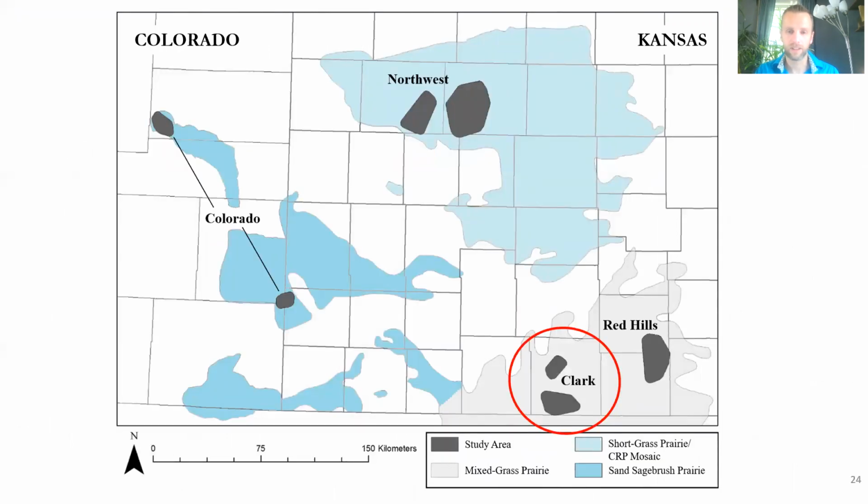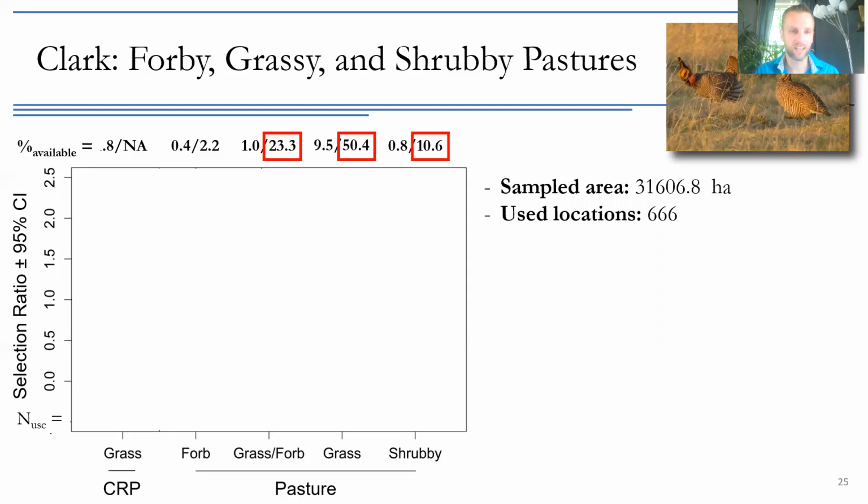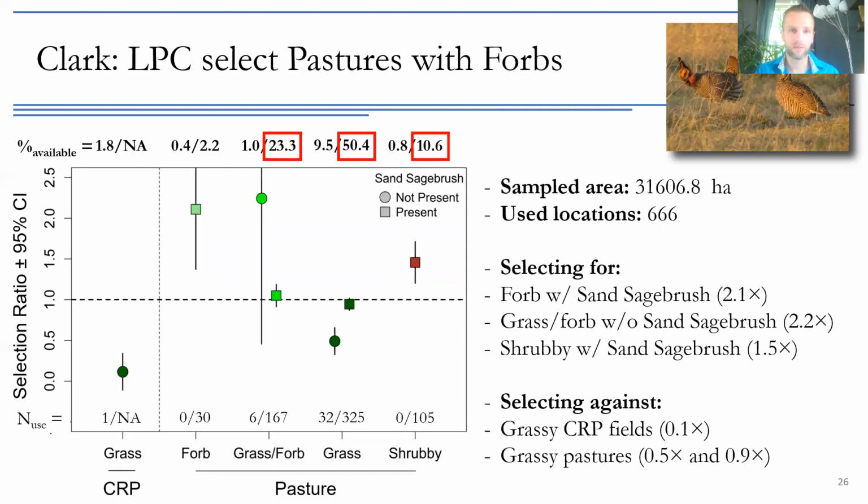In Clark, we see that the landscape consists of a mix of forby, grassy, and shrubby pastures, mostly grassy pastures. When we look at selection patterns, we see that Lesser Prairie-chickens on this site select pastures with mostly forbs.